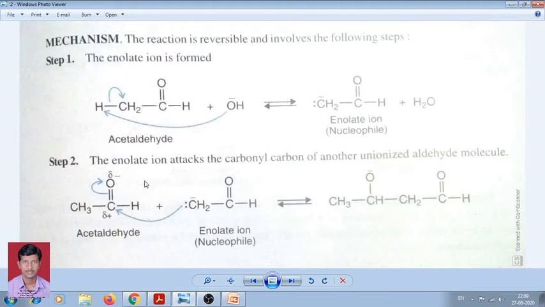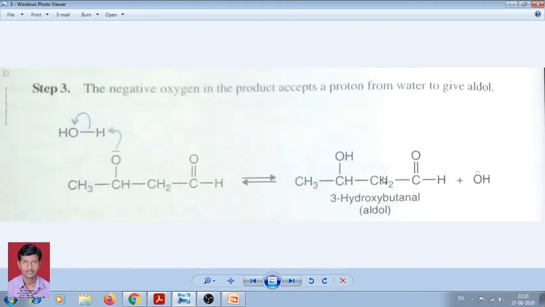After the attack takes place, we get such a negative ion in the intermediate stage. This CH2 has attacked this carbon, the valency of carbon increases, and oxygen becomes negatively charged, and we get a molecule having an oxygen negative charge.